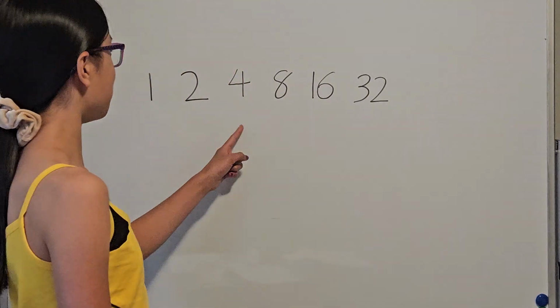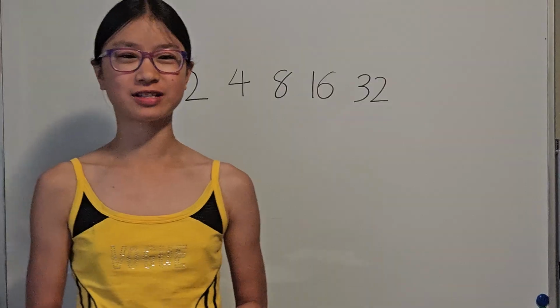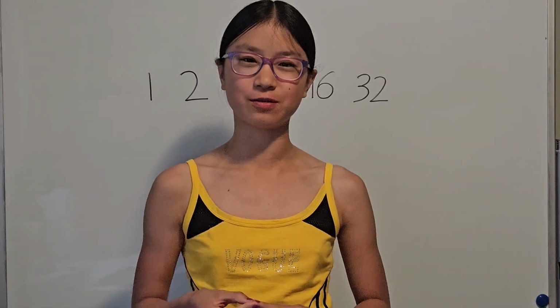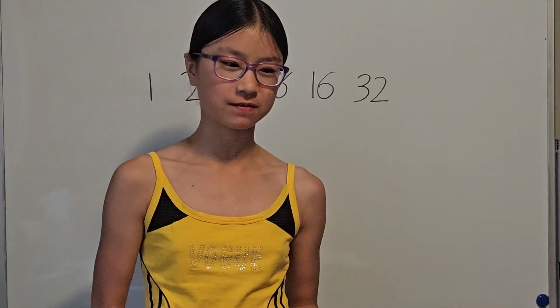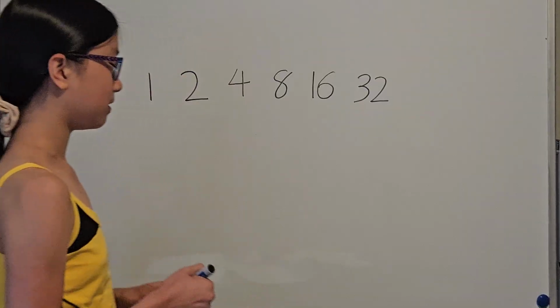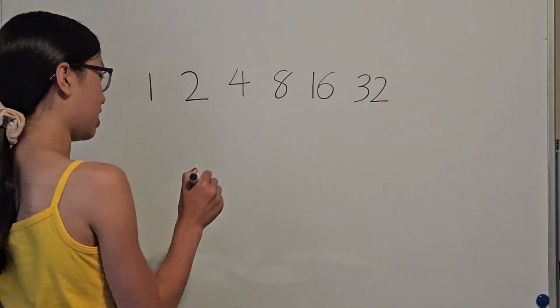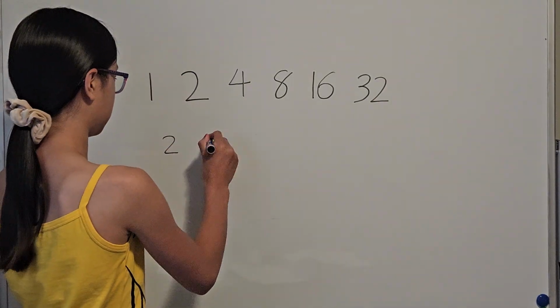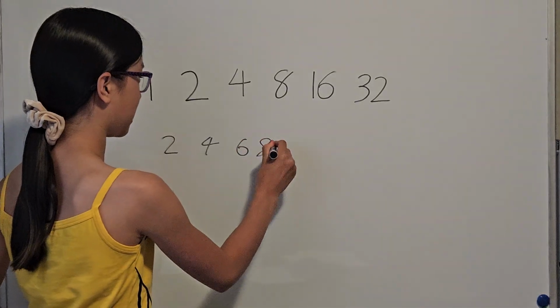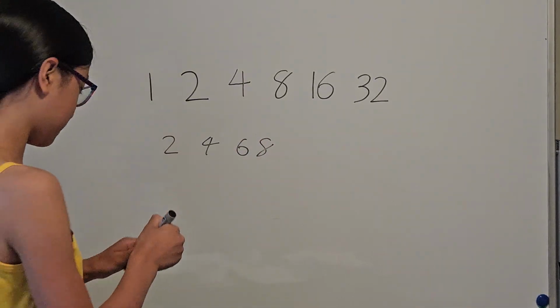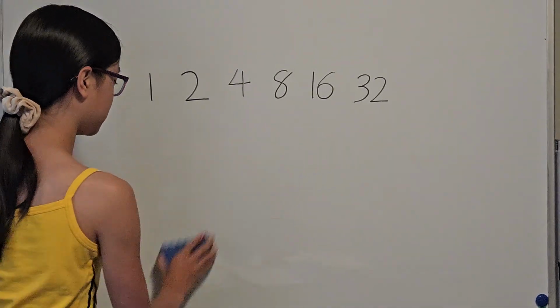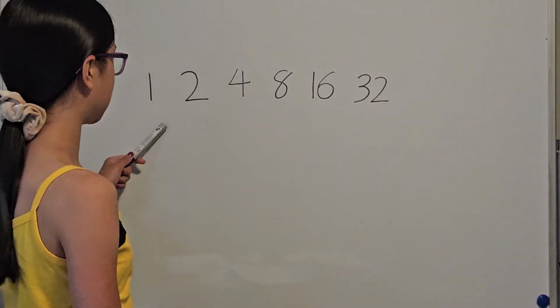Today we have a geometric sequence. A geometric sequence has a common ratio instead of a common difference. Something that is not a geometric sequence would be like 2, 4, 6, 8. The difference is all the same. But in this case, it has common ratios.